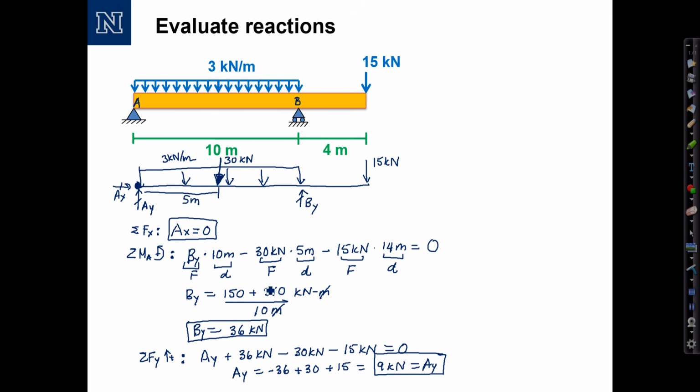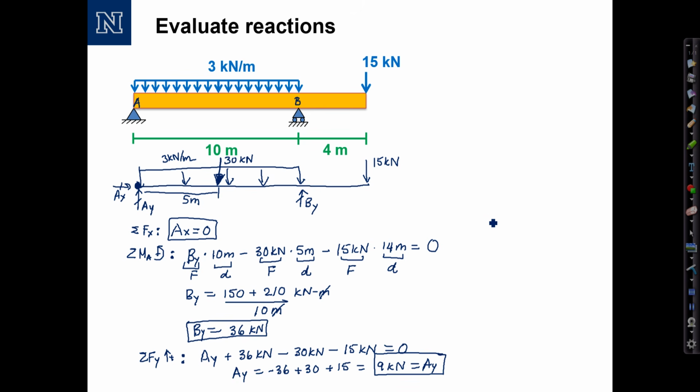Okay? Now the last thing I like to do is a logic check. Does my answer make sense? Do I have the right units? Yes, both A sub y and B sub y are in units of force, kilonewtons. They're both positive, which I expect since these reactions should be balancing the loads which are acting downward.